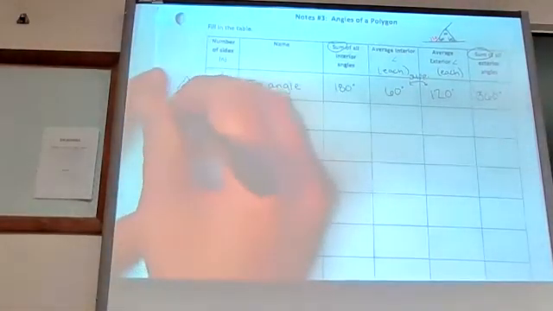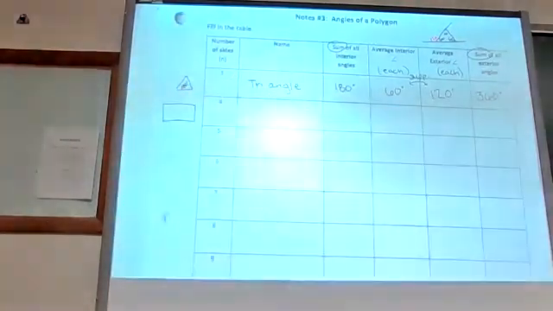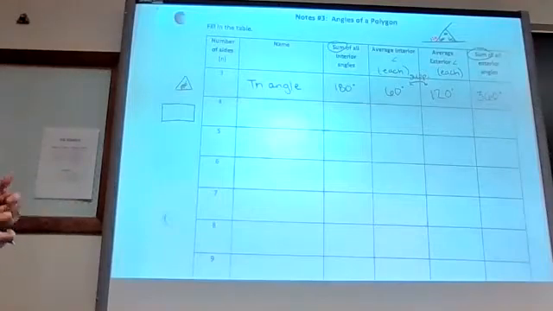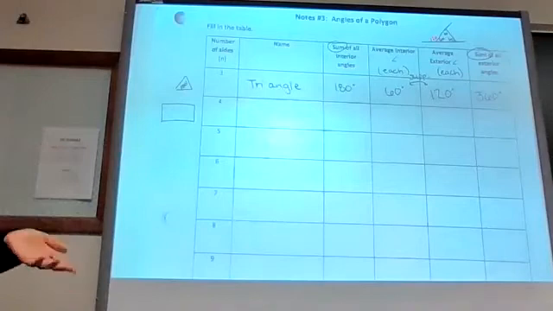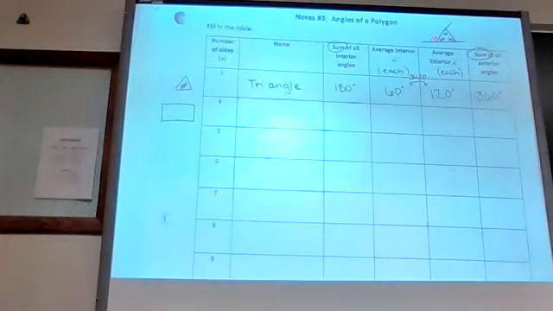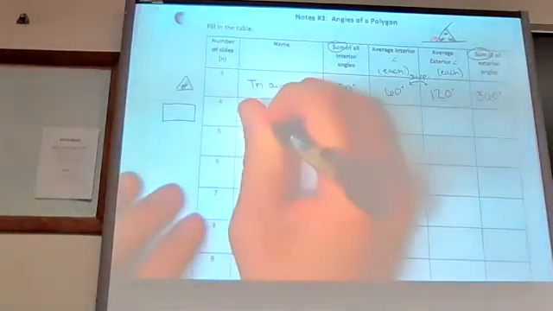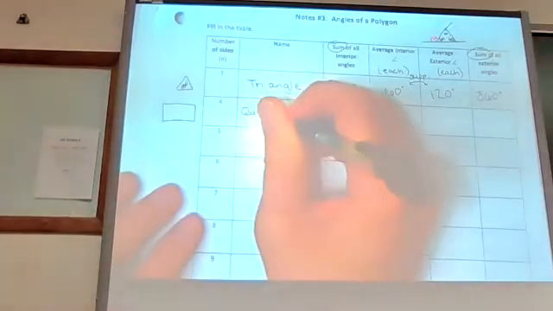Something that has 4 sides. Let's see if we can get there. Could be a square, could be a rectangle, could be a parallelogram, could be a rhombus. There's all sorts of things with 4 sides. What's the general name? Does anyone know? Quadrilateral, yeah. Quadrilateral.